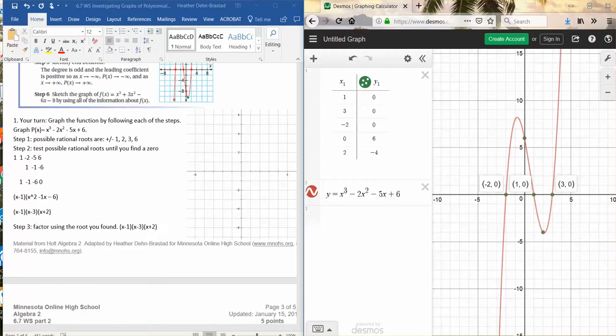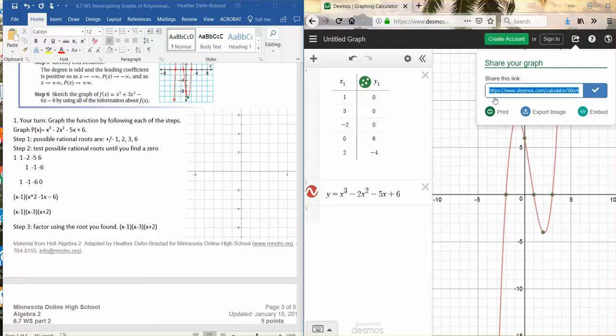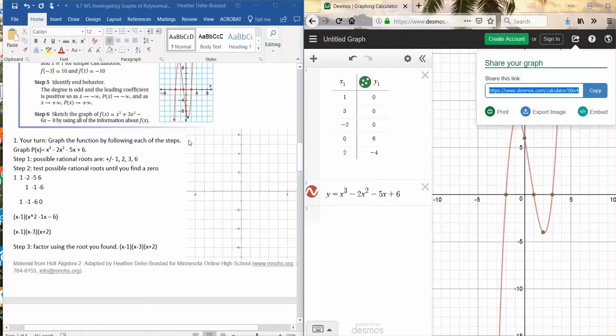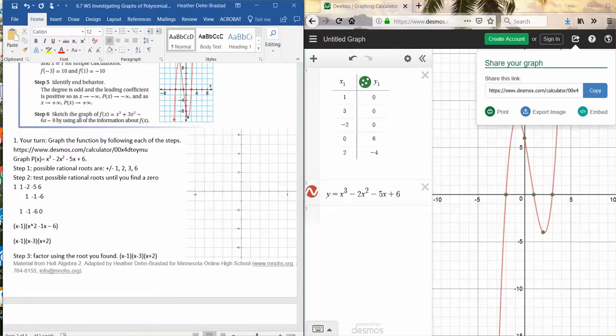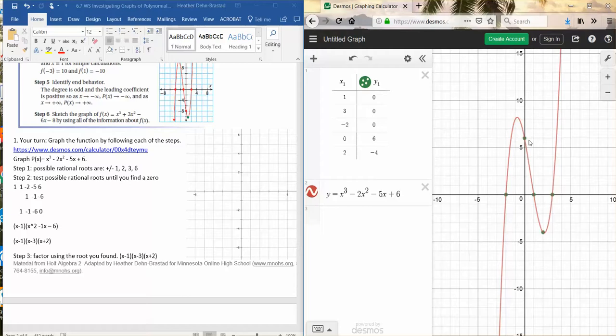And now you can take a screenshot of this, or you can share this link, and I just copied it. So my graph I can put right here. I'll just paste it in. And what that does is that when I open this worksheet that you've submitted, I am able to look at exactly this graph and see your points, and that you have everything labeled that you're supposed to, and that the graph is here and everything.